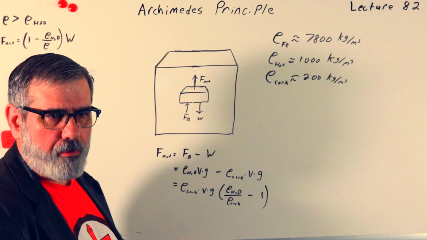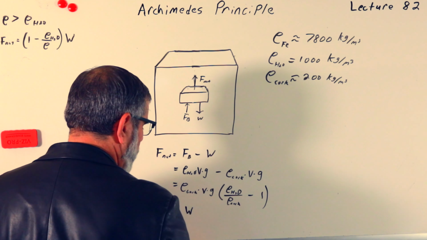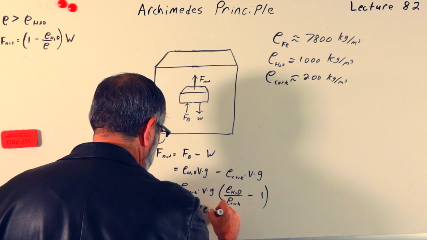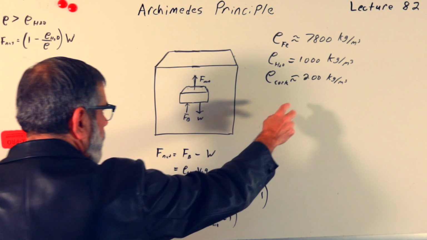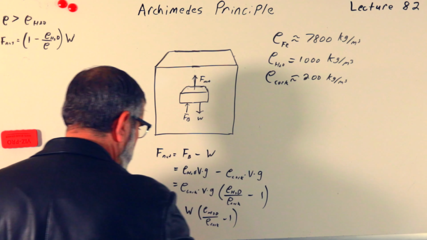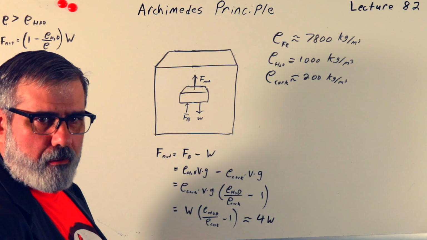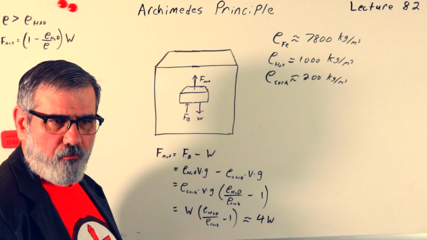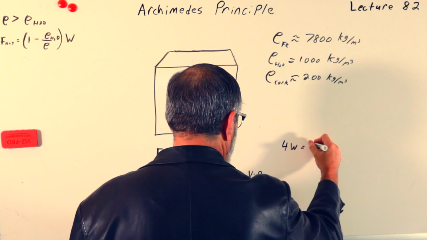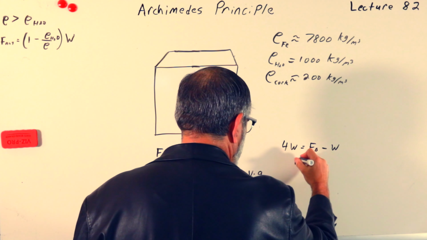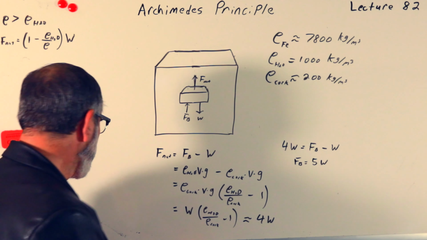So see, it's switched around a little bit. This, of course, is just the weight of the cork. We call it weight in air if you want, times rho H2O over rho cork minus 1. And what does that give us? Well, we've got rho H2O is 1,000 over 200. This is going to make F net approximately equal to 4 times W. So if the net force is 4 times the dry weight, the weight of the cork in air, then we have 4 times W is equal to F sub B minus W. Solve for F sub B. F sub B is equal to 5 times the weight. Just simple algebra.